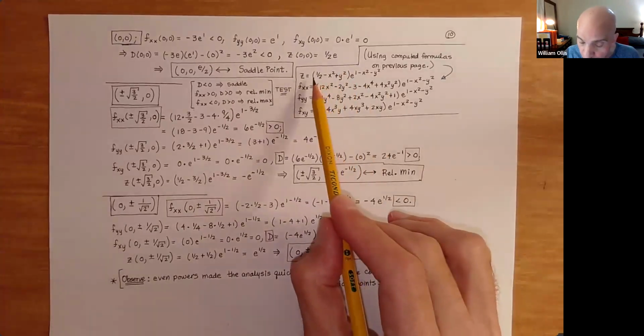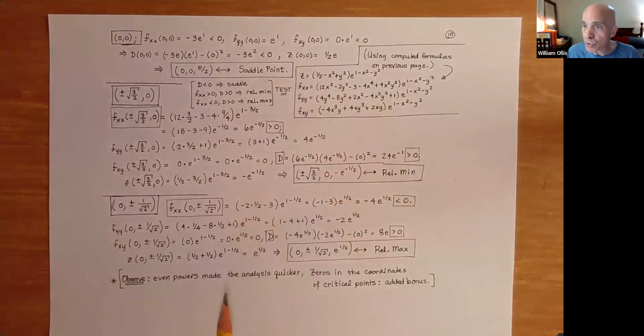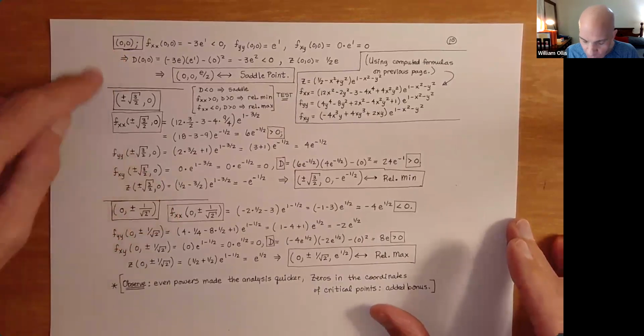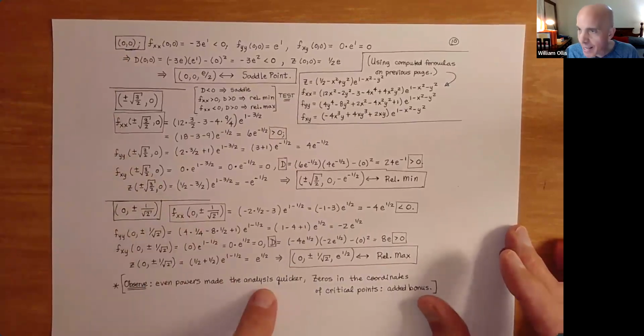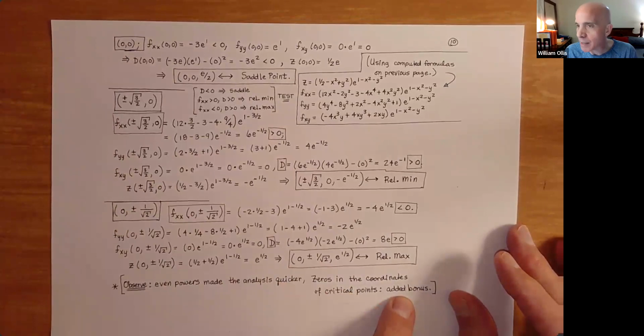We have the original function here, and then I've just written the second order partials. So remember, for the second partials test, we've got to figure out the sign of the second order partial relative to x, and then the sign of D. Then we can move forward with an interpretation of that. So let's do the easiest one first. And like I wrote here, even powers make the analysis quicker. Absolutely. No pun intended. And then when you have zeros, I wrote added bonus.